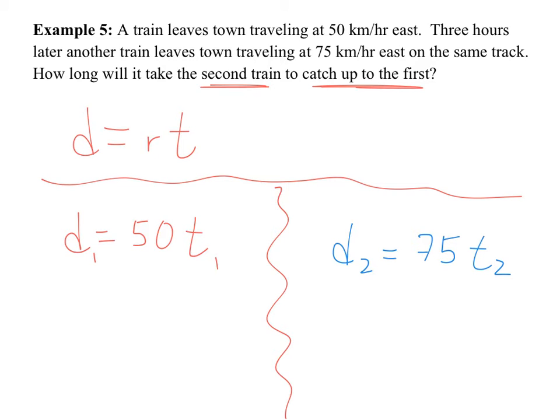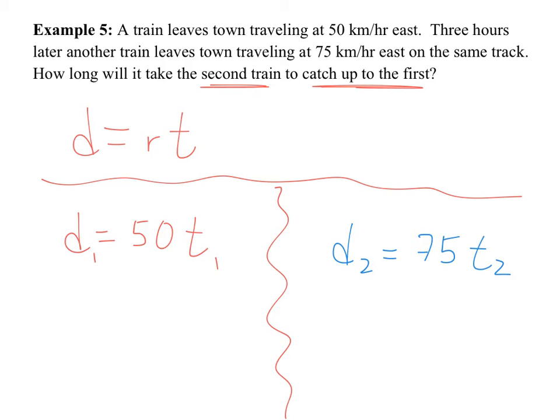How are the times related? How are the times related? Like if train 1 is traveling for 8 hours, how long has train 2 been traveling for? If train 1 is 8 hours, train 2 is traveling for? So it's how many hours less than train 1? 3 hours less than train 1, right?